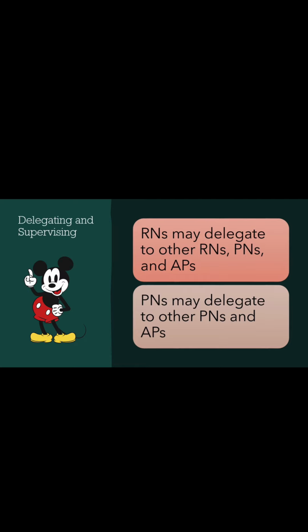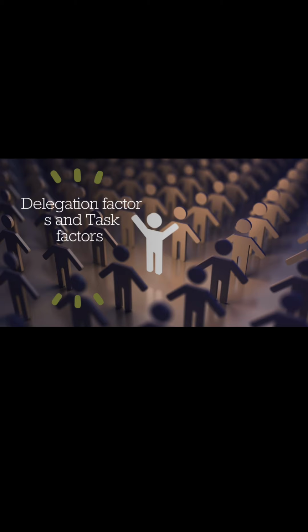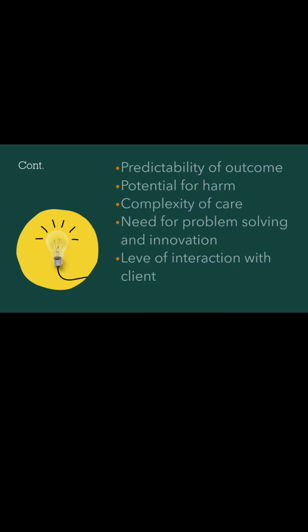A practical nurse may delegate tasks to other practical nurses and assistive personnel. Delegation factors and task factors. Nurses can only delegate tasks appropriate for the skill and education level of the healthcare team member who is receiving the assignment. Task factors. Prior to delegating a task, the registered nurse wants to consider the following. Predictability of outcome. The nurse may want to know if the completion of the task will have a predictable outcome. Is this a routine treatment or is this a new treatment?